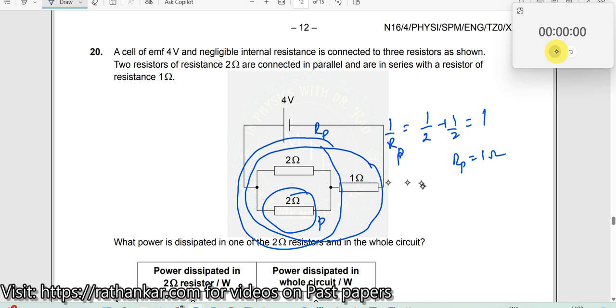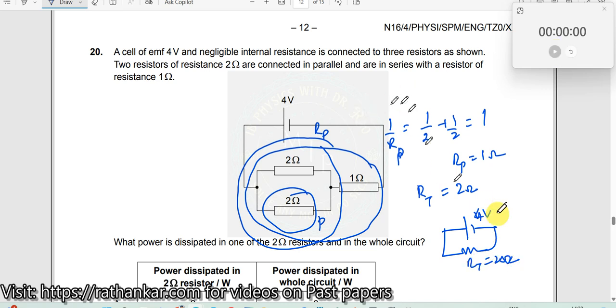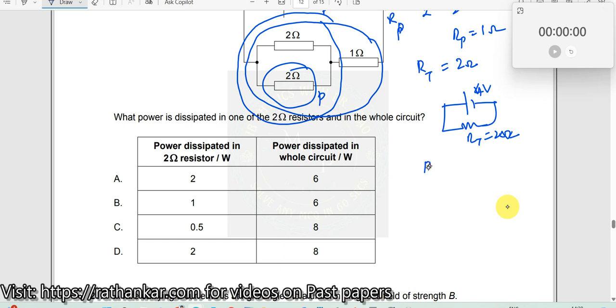So this 1 ohm plus this 1 ohm will be 2 ohms. So R total should be equal to 2 ohms, right? Now the circuit becomes like this. This is your power supply 4 volt, and this is your RT. Then what is the power dissipated across RT? The total power dissipated P should be equal to V square by RT, which is 16 divided by 2, which should be equal to 8 watt. So therefore these two are correct, these two are incorrect.